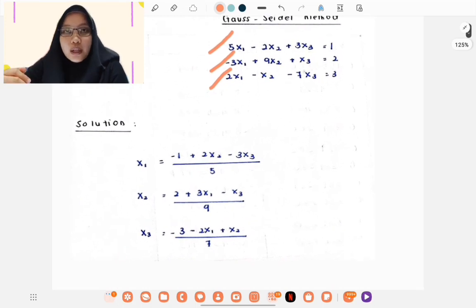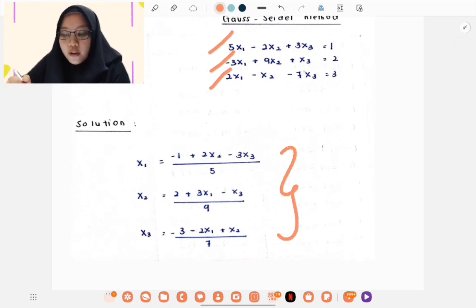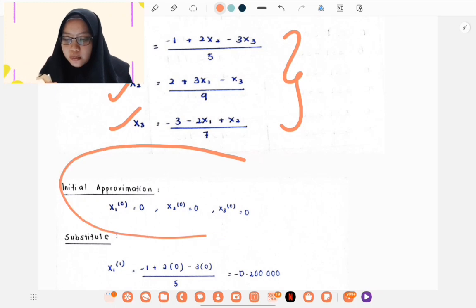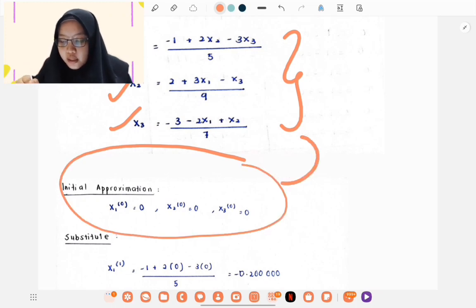Before we start, we need to write the equations in the form x1 equal to negative 1 plus 2x2 minus 3x3 over 5, x2 equal to 2 plus 3x1 minus x3 over 9, and the last one, x3 equal to negative 3 minus 2x1 plus x2 over 7. So we need to use the initial approximation here to substitute into the equations above.